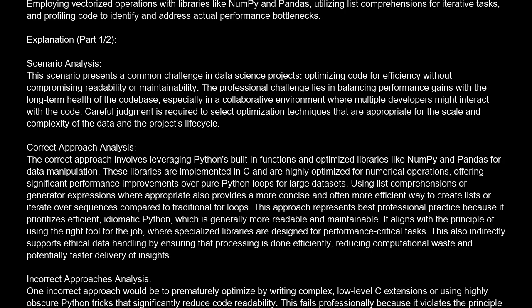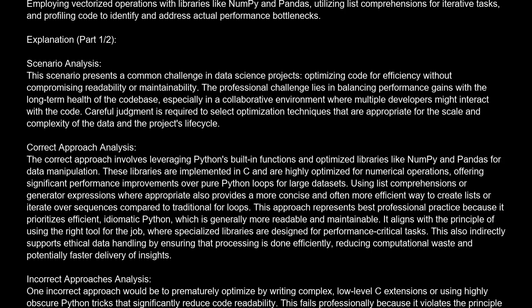Explanation: scenario analysis. This scenario presents a common challenge in data science projects, optimizing code for efficiency without compromising readability or maintainability. The professional challenge lies in balancing performance gains with the long-term health of the codebase, especially in a collaborative environment where multiple developers might interact with the code. Careful judgment is required to select optimization techniques that are appropriate for the scale and complexity of the data and the project's lifecycle. Correct approach analysis.